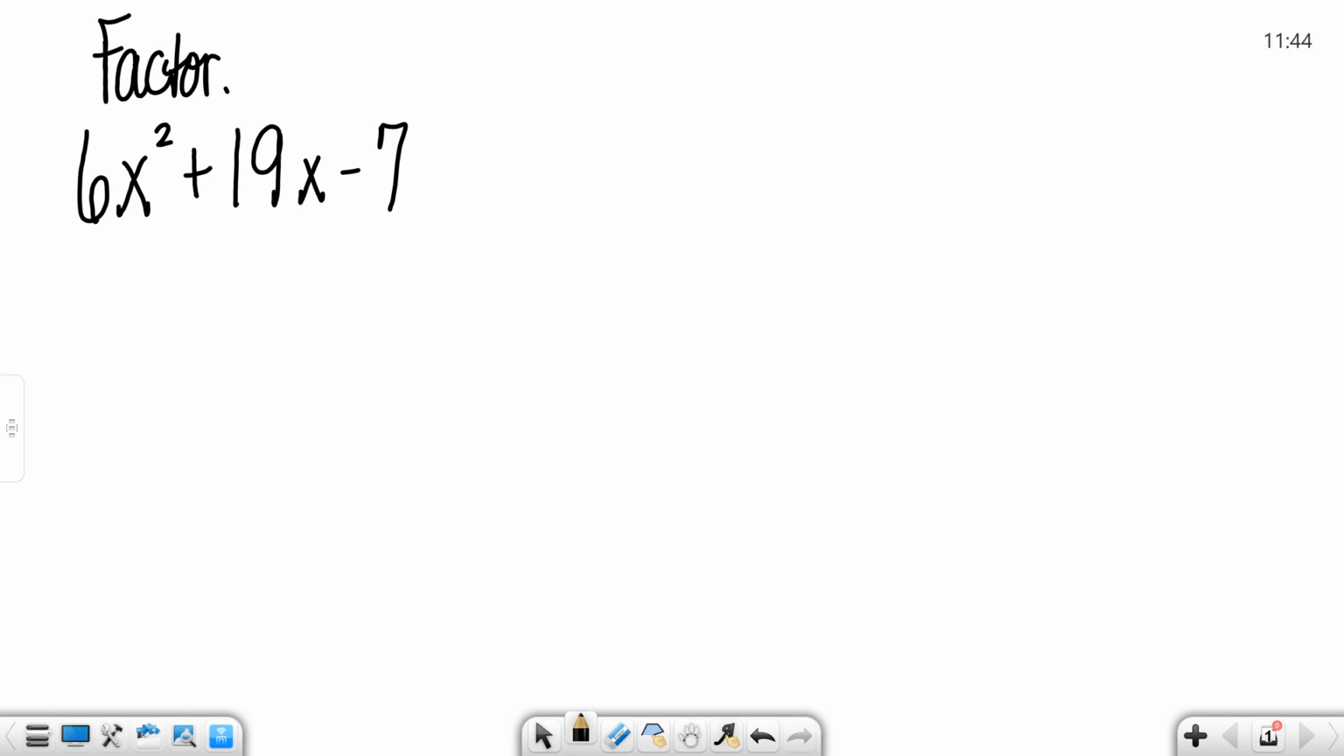All right, let's try these 2. I'm sorry, this 1. So is there a greatest common factor? Always looking for that first. There's not. It is a trinomial. So I'm going to do 2 things that multiply to be whatever A times C is. 2 things that add to be whatever B is. So I need to know what are A, B, and C.